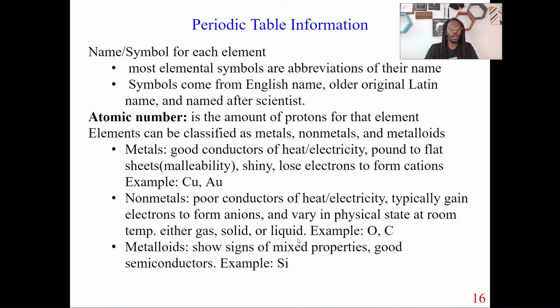And then lastly, we have metalloids. Metalloids have a mix of properties. Metalloids are usually known to be good semiconductors. A good example of a metalloid is silicon.